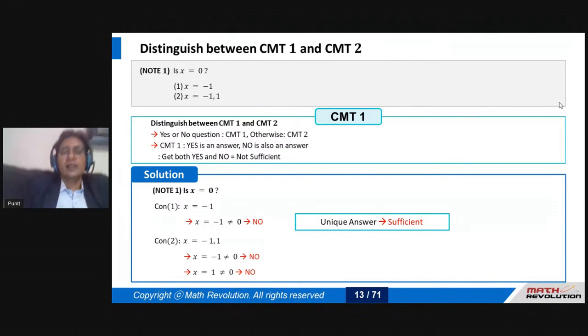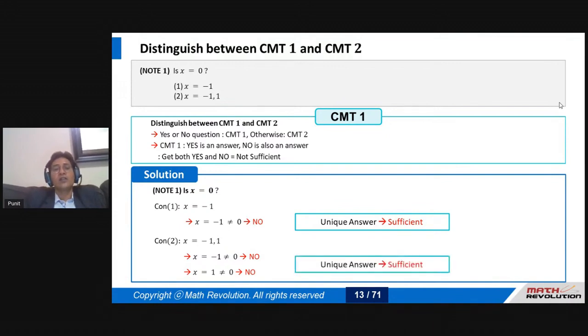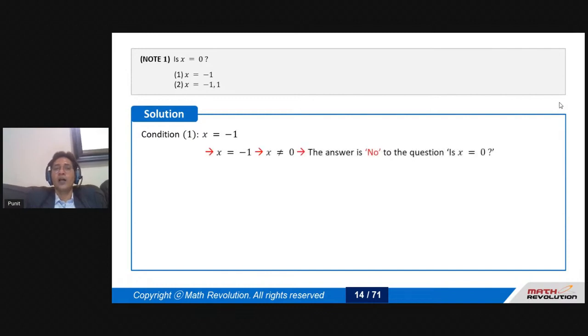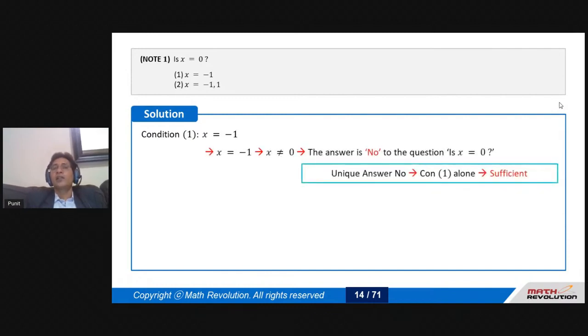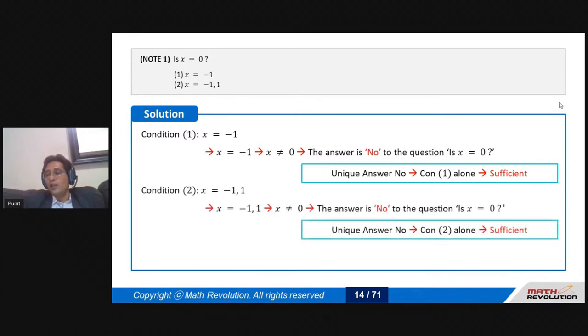If it was minus 1 comma 0 and one of the answers was no and one of the answers was yes, we could not have reached a decision wherein the answer would be sufficient. But in this case, this is a sufficient answer. So condition number 1 gives us a no answer to our question, is x equals 0? And condition number 2 gives us again a no answer, a unique no. We get it as sufficient.